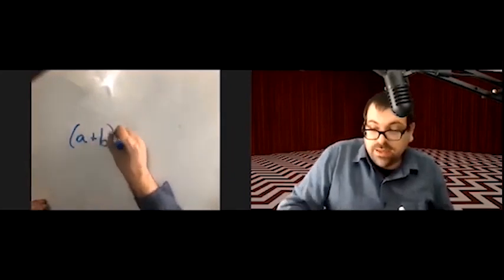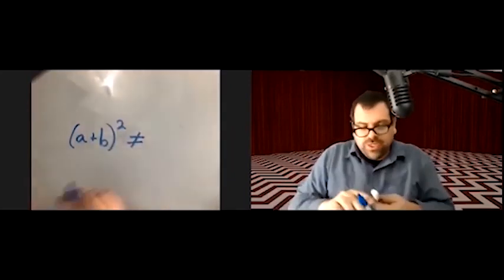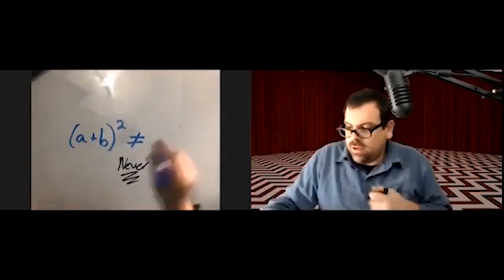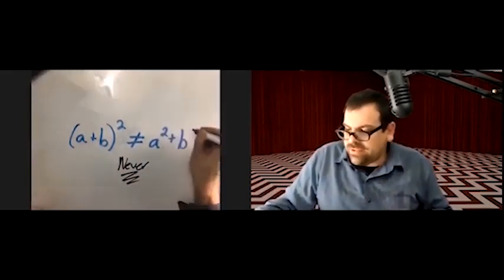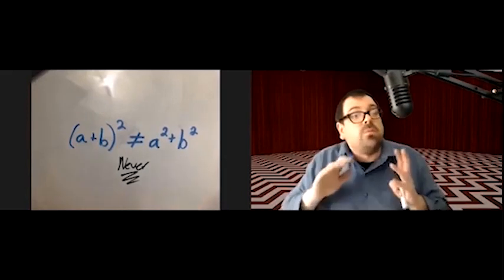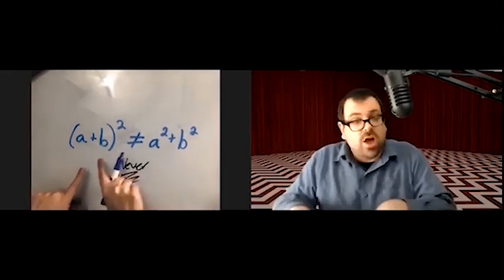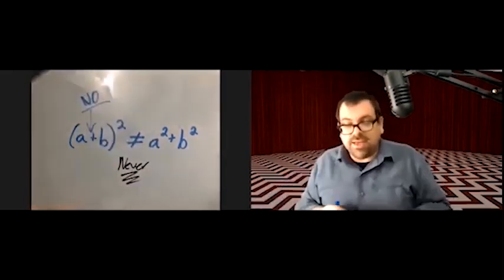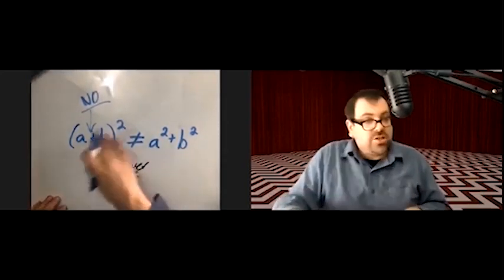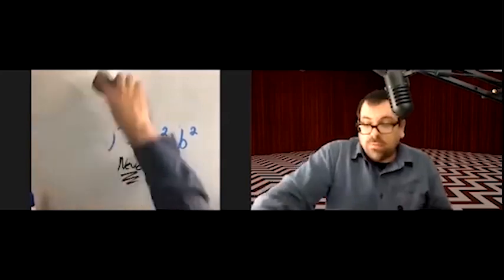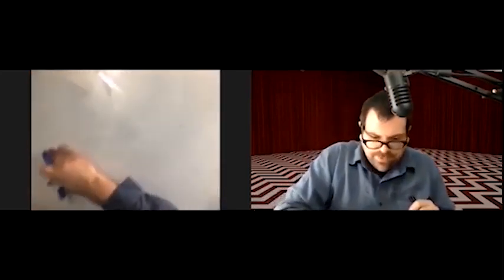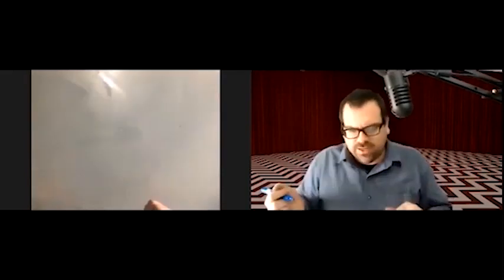A plus b squared is absolutely never a squared plus b squared. Never. And we're going to talk about why in a later lecture. But this is not a rule. That plus there inside the exponent, no. We can't just give it to both things. But if we're multiplying, if we're dividing, it's all good, man. I feel I put too much emphasis on the actual words there.